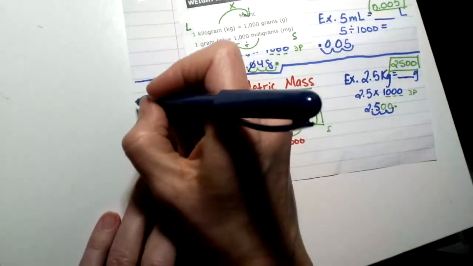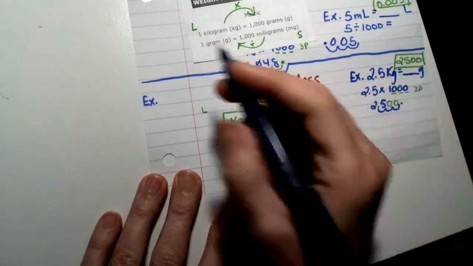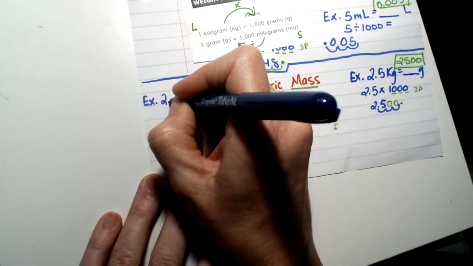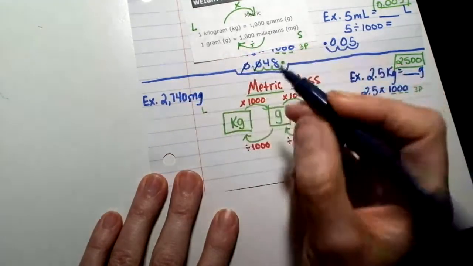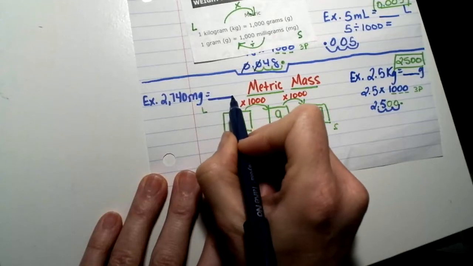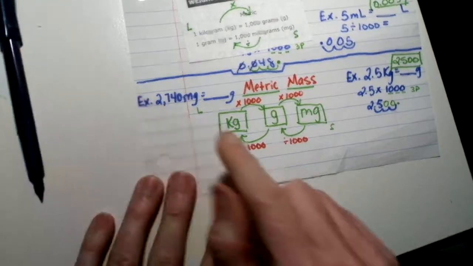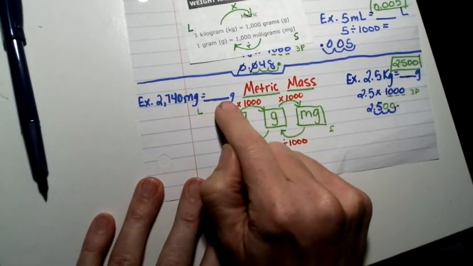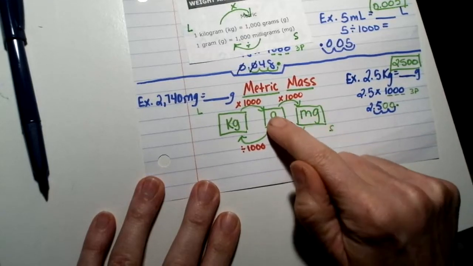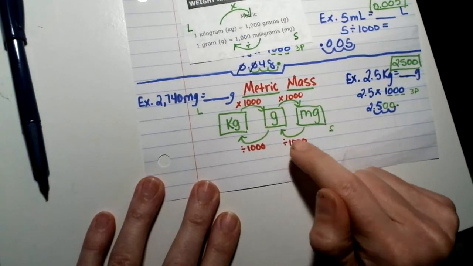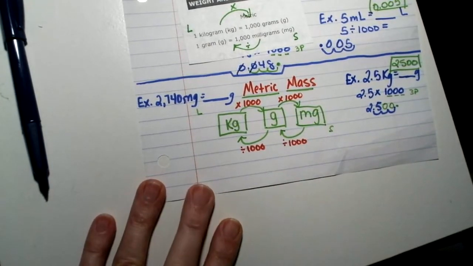Okay, so let's say the next example asked for 2,740 milligrams is equal to how many grams? Okay, so this says figure out milligrams to grams. I put my finger on the chart. My milligrams are right here. My grams are over here. So I'm going to be dividing by 1,000. Milligrams to grams is dividing by 1,000.